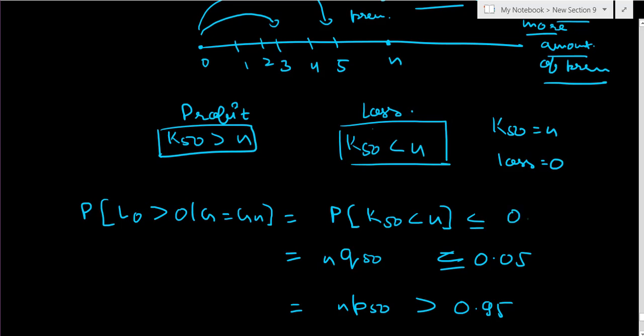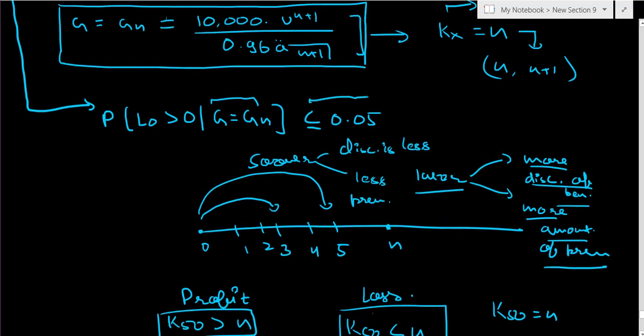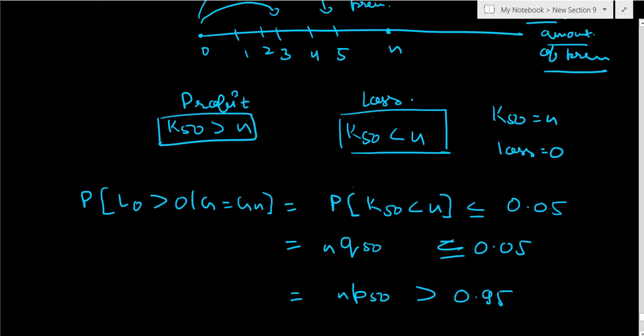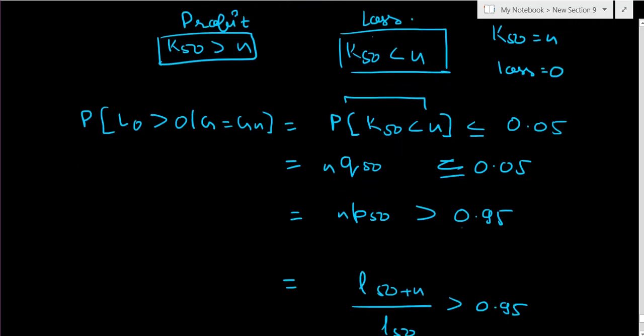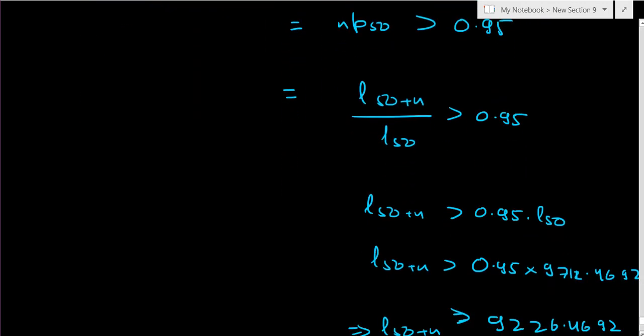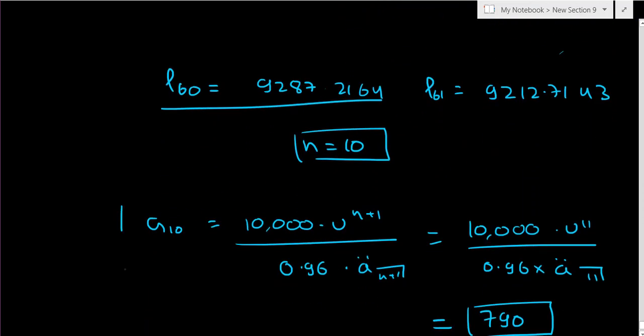See, this was always 0.05, this was less than 0.05 as stipulated earlier, right? So I just equated it to this probability that K50 is less than n, that is, the person dies before n, right? That's just nq50, which is less than or equal to 0.05. So that just means that np50 is greater than 0.95. Then I applied the definition of np50 and used the tables to find the value of n. Then I applied the premium formula and found the dummy premium G10, that now becomes my actual premium.